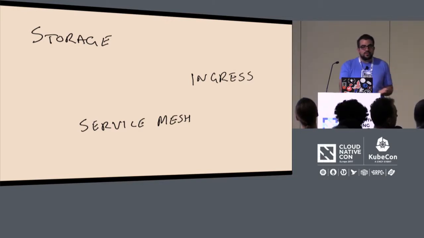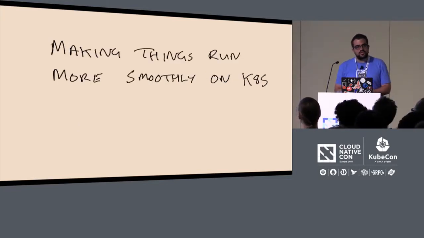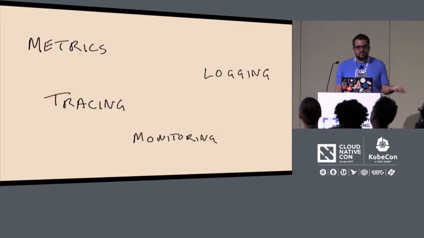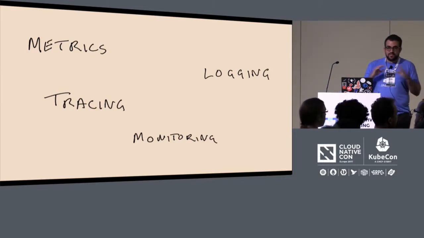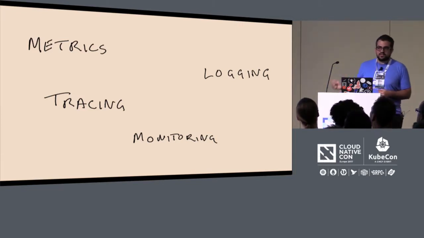So if we're not talking about running things on Kubernetes, we're then instead talking about making things run more smoothly on Kubernetes. So this kind of thing encompasses metrics and logging and tracing and monitoring. We want all of our magical Kubernetes stuff to be as magical as possible. And when it's not magical, we want to be woken up and told about it really quickly so we can go back to making it magical again.